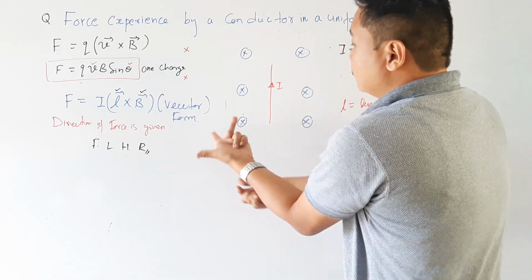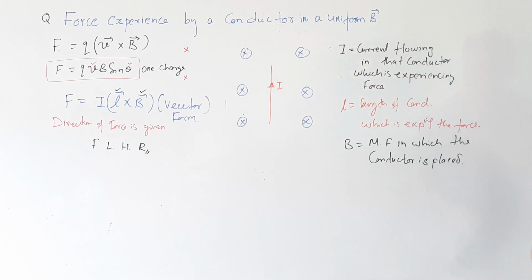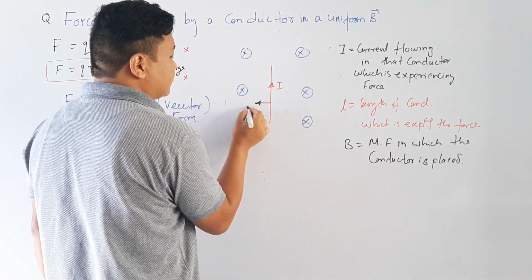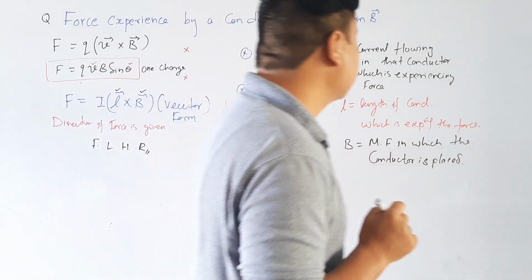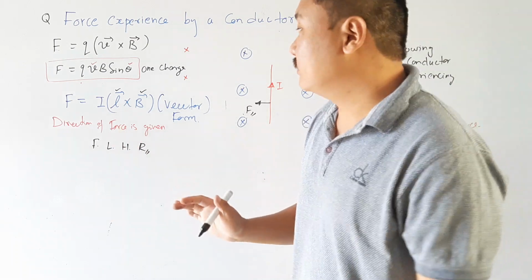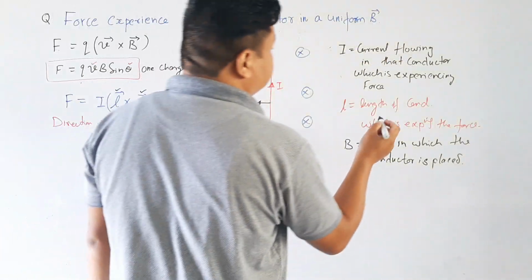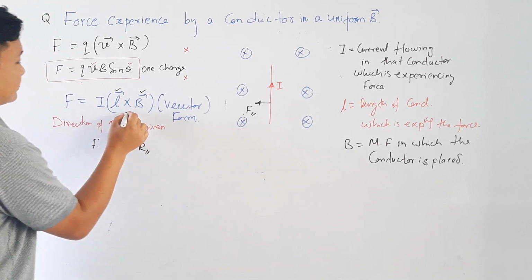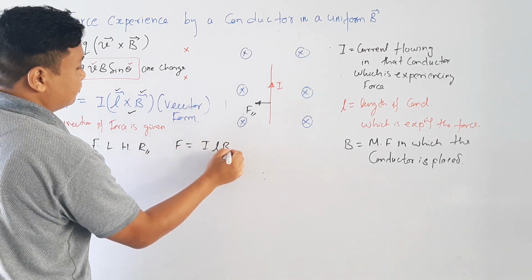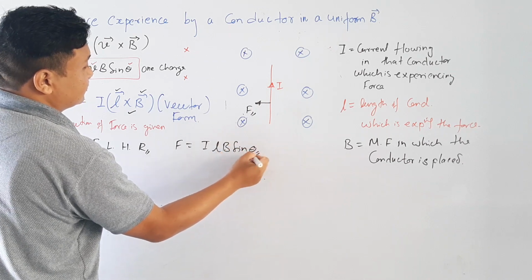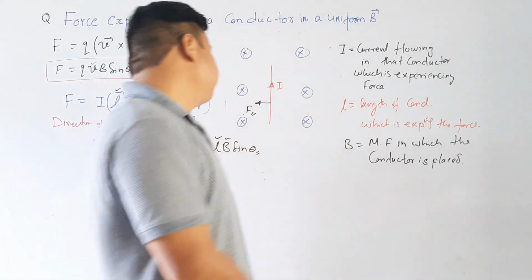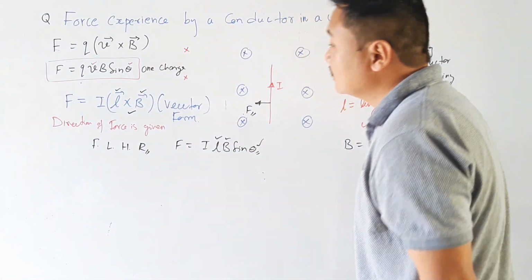Current, magnetic field and force. So what is the direction of force experienced by this conductor? In this direction is the force. Okay, so the direction of force is given by Fleming's left hand rule, and you have to remember this formula: force is equal to ILB sine theta, and theta is the angle between length and the magnetic field. So this is very important that you always remember.